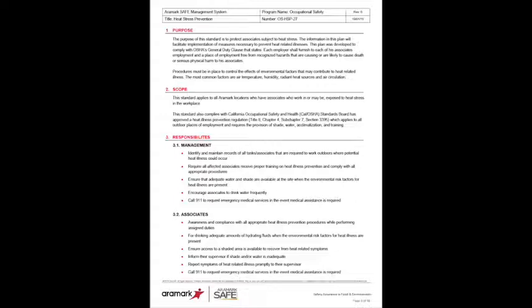Associates: Awareness and compliance with all appropriate heat illness prevention procedures while performing assigned duties. Drink adequate amounts of hydrating fluids when the environmental risk factors for heat illness are present. Ensure access to a shaded area is available to recover from heat-related symptoms. Inform their supervisor if shade and/or water is inadequate. Report symptoms of heat-related illness promptly to their supervisor. Call 911 to request emergency medical services in the event medical assistance is required.